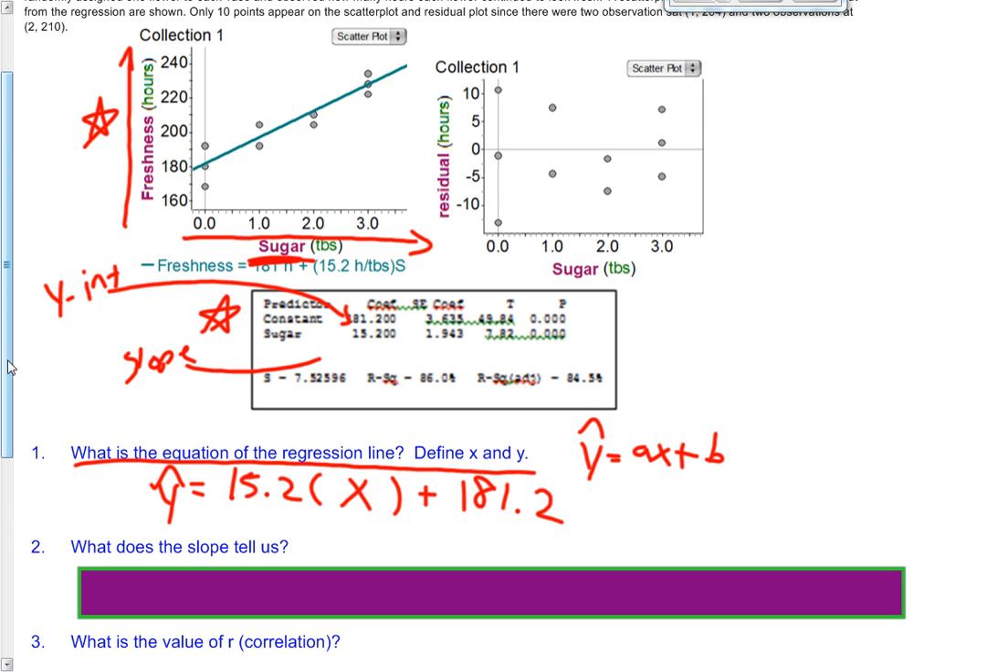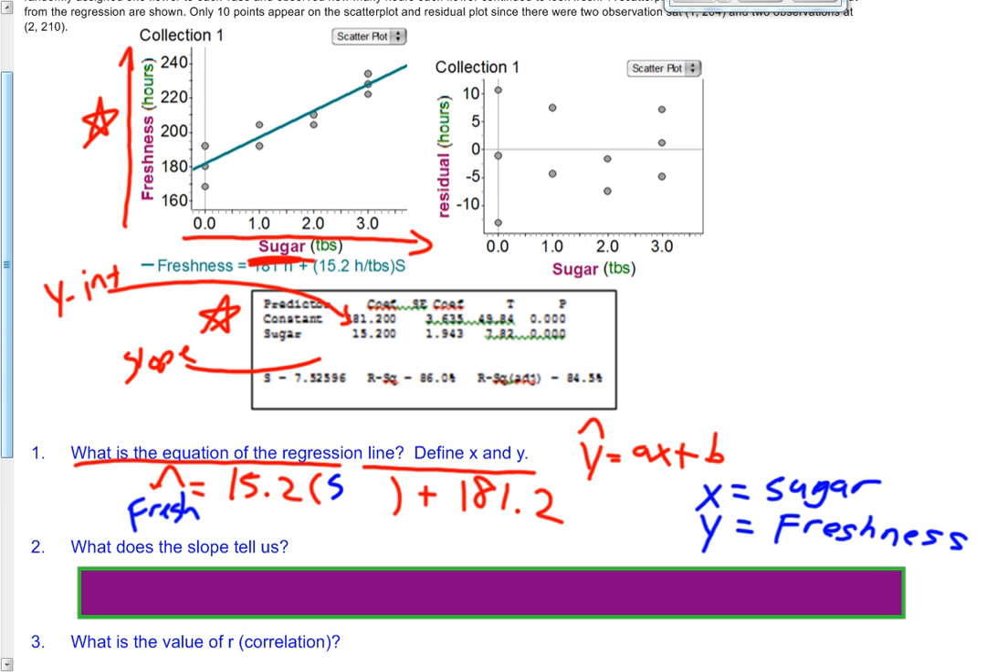And now it says define x and y. So I'm going to do that two different places. Over here, we're going to say the x variable is the sugar that's added, and the y variable is the freshness of the flowers. And I like to have that in the relationship of our data as well. So the freshness hat is equal to 15.2 times the amount of sugar added plus 181.2.